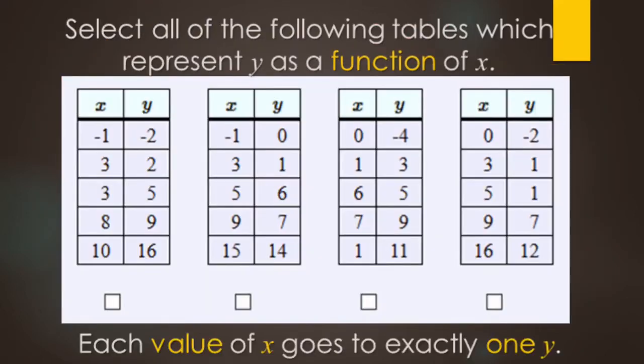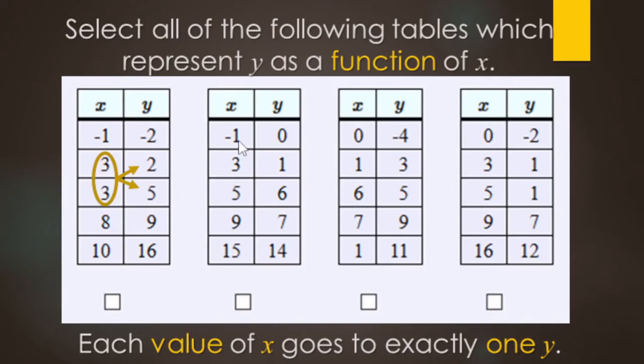Okay, we can also identify functions looking at tables. So remember, we want to make sure that each value of x goes to exactly one y, or each input goes to exactly one output. Inputs are always going to be the left column, and outputs always the right column. So here we go. -1 goes to -2. That's good. 3 goes to 2. 3 also goes to 5. This one's not going to be a function because the input of 3 has two different outputs. It has a 2 and a 5. So this one, nope, not a function.